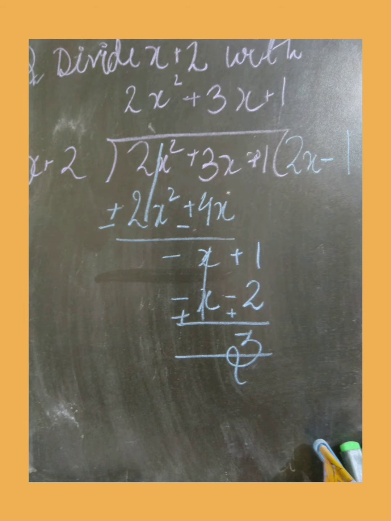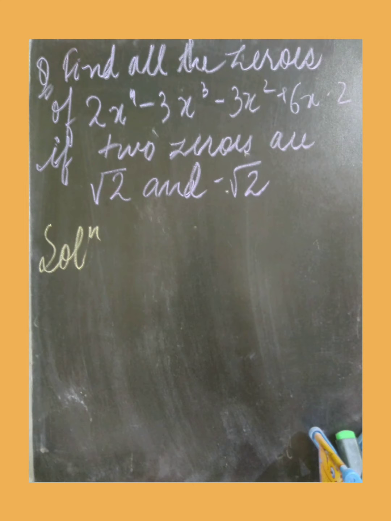So first we will multiply with 2x, so I will get plus 2x square. Then I will multiply 2 with 2x, so I will get plus 4x. Now I will change the sign, minus minus, then 2x square will cancel with 2x square, then 3x minus 4x will be minus x, then plus 1. Then I will multiply it with minus 1, and the same we will do and change the sign, and I will get the remainder as 3. We know this. Now here's our question.